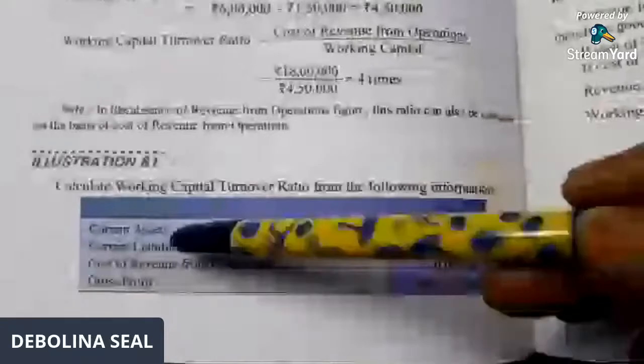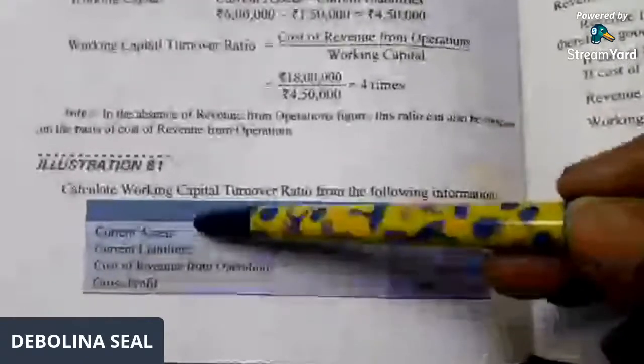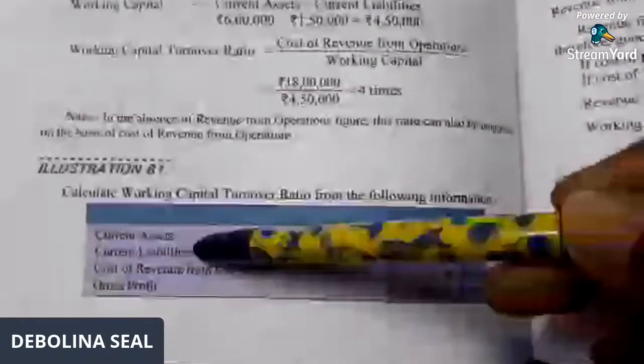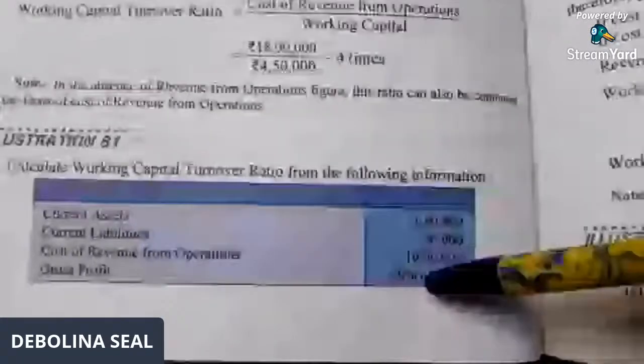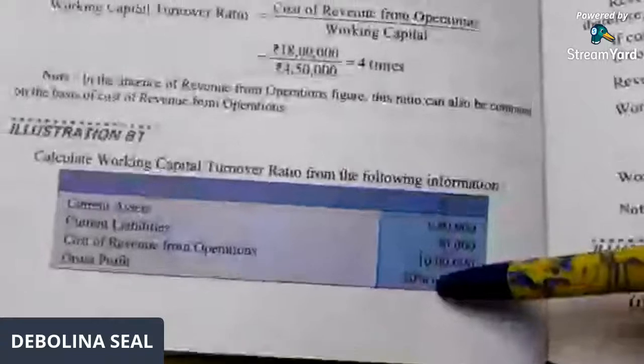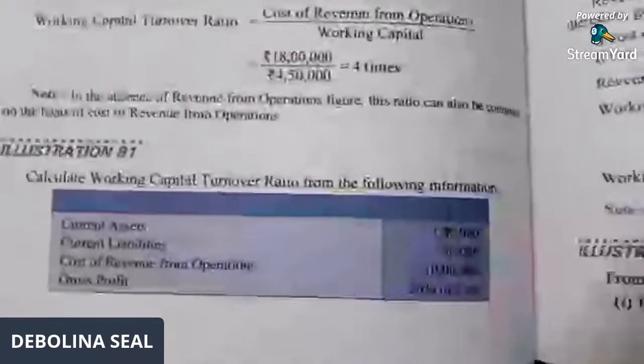Okay. Now we are coming to the last sum. Last sum is, see, current asset and current liabilities directly you are getting. So this is what? Working capital. Current asset minus current liabilities. Cost of revenue from operation is given to you in this sum. And some additional information is given. This is gross profit. This is 20% of cost. So why you need this gross profit? To calculate revenue from operation. Okay, so let's proceed.